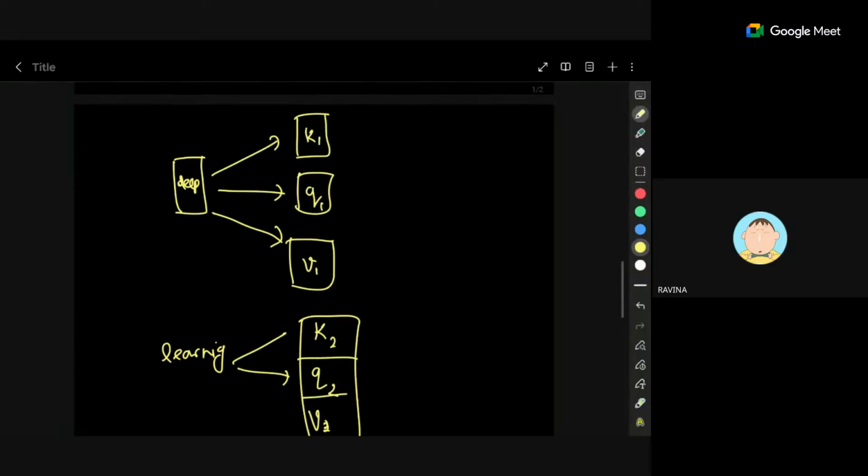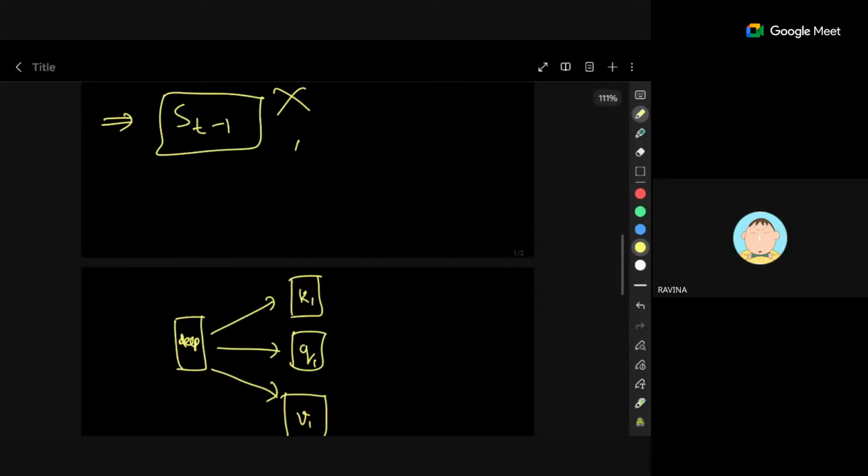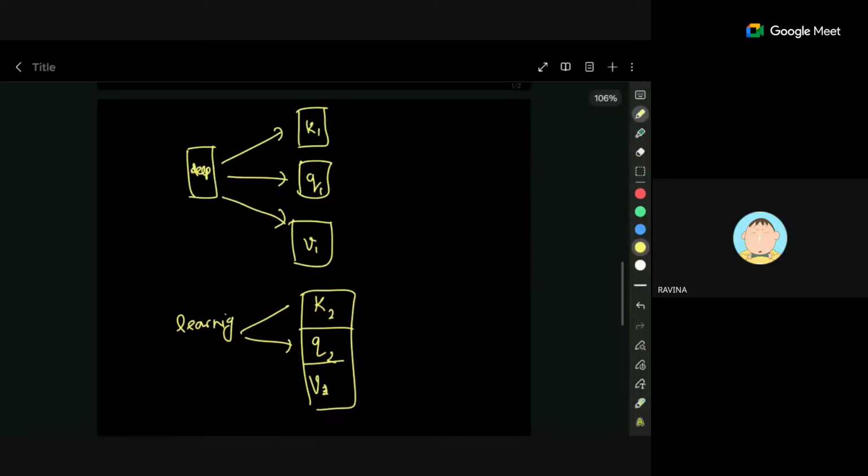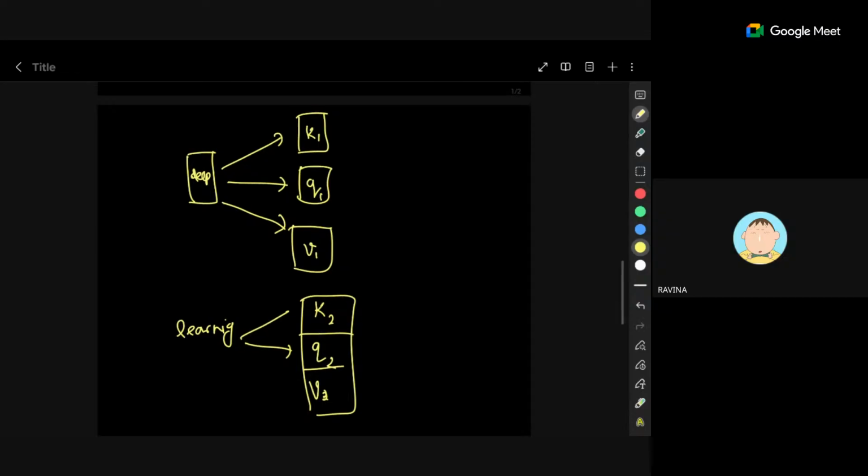Now I want to find how much attention they are producing with each other, right? So how am I going to do that? I'll multiply, let's say my deep is my query, then I'm going to multiply q1 with k2, right? So if I multiply q1 and k2, and then apply softmax over it, I'll get a value which will be the attention weights, right?